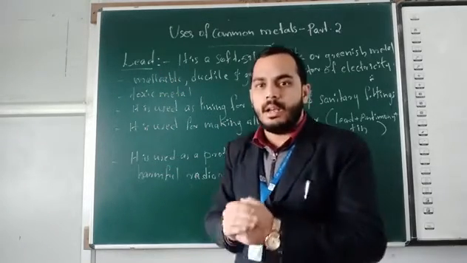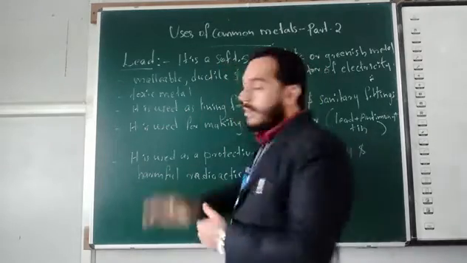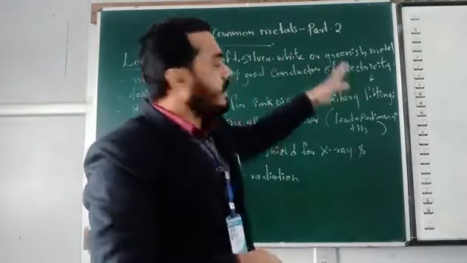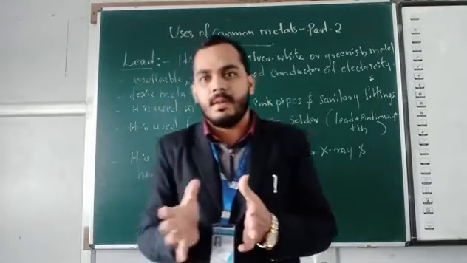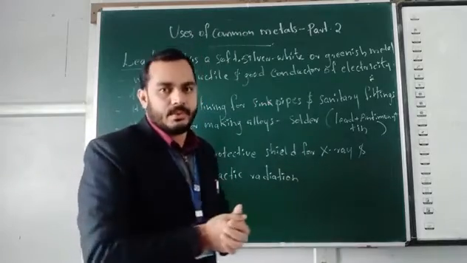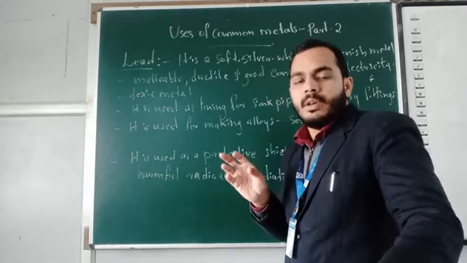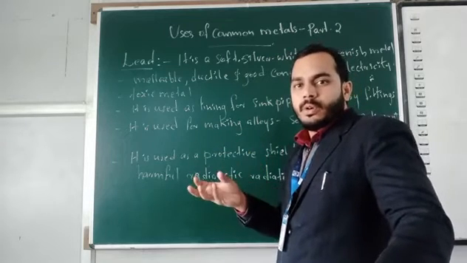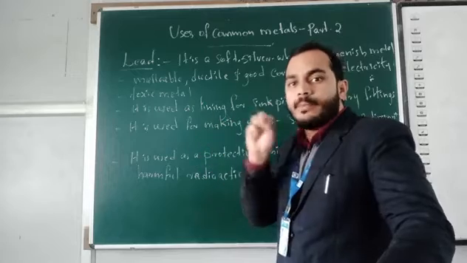What is the metal? Lead. So lead is a very soft metal, silvery white and greenish. Lead is available in two colors, silvery white and greenish. And this is one of the most important metals as a radioactive absorber. Mainly we can call it a radioactive absorber.